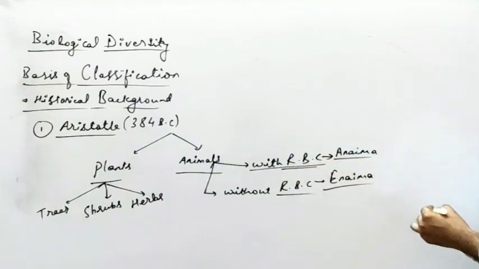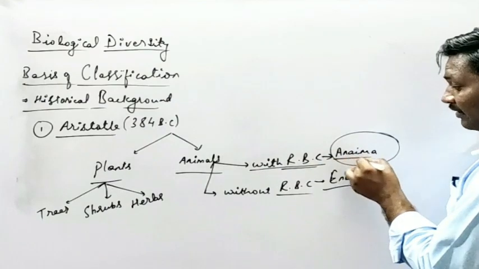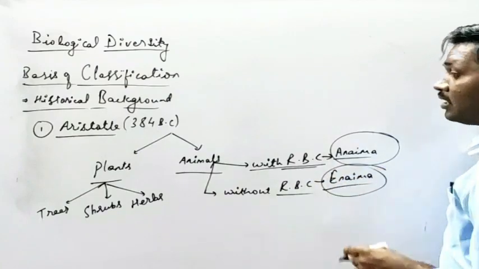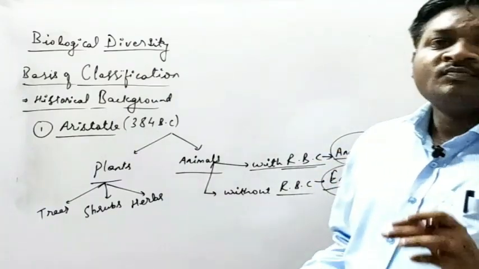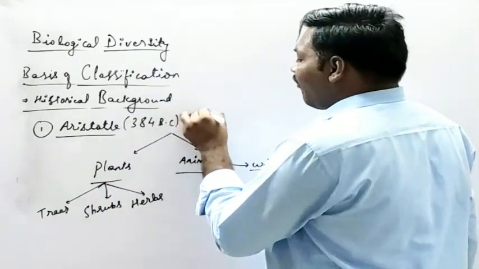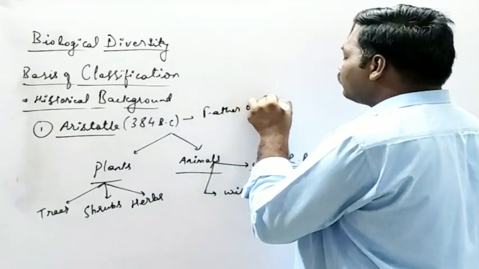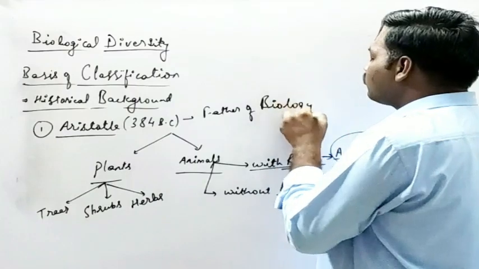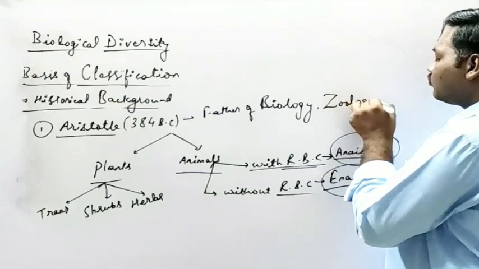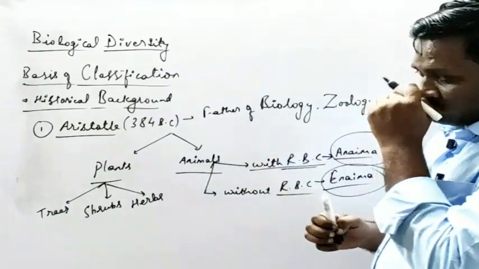So the animals with red blood cells are called Enaima, and animals without red blood cells are called Anaima. So that is how Aristotle has given the first classification system. And you know, Aristotle is also been referred as father of biology and zoology. Okay, so he is referred as the father of biology and zoology.